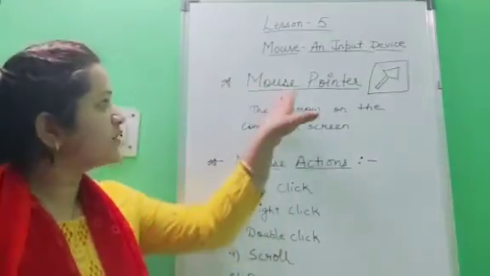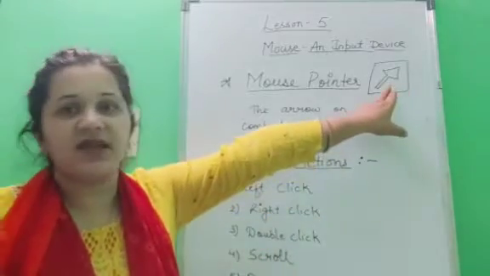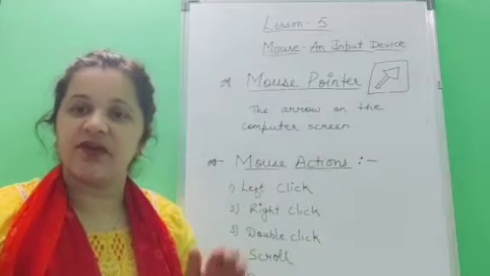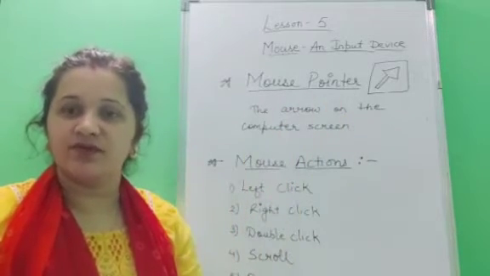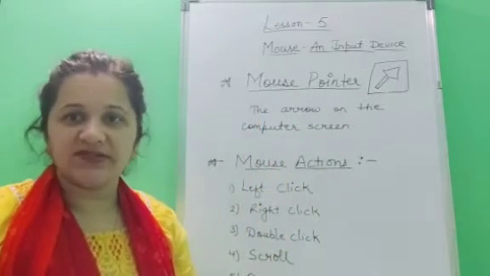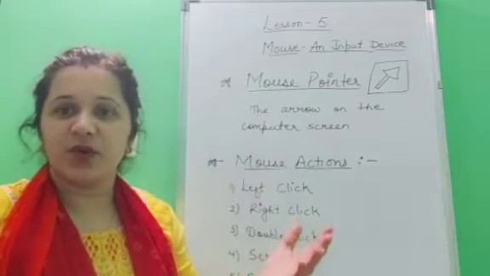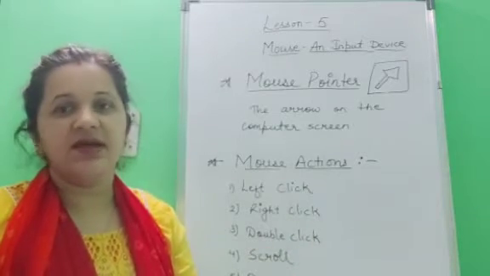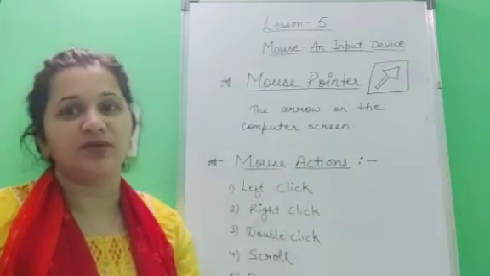Children, the next topic is the mouse pointer. What is a mouse pointer? See children, this is an arrow. You must have seen this kind of arrow on your computer screen also. Whenever you move the mouse, the arrow also moves on the computer screen. That arrow is known as the mouse pointer. It tells us where the mouse is going, or what kind of object or item we want to select on the computer screen. With the help of that pointer, we can select any item on the computer screen.